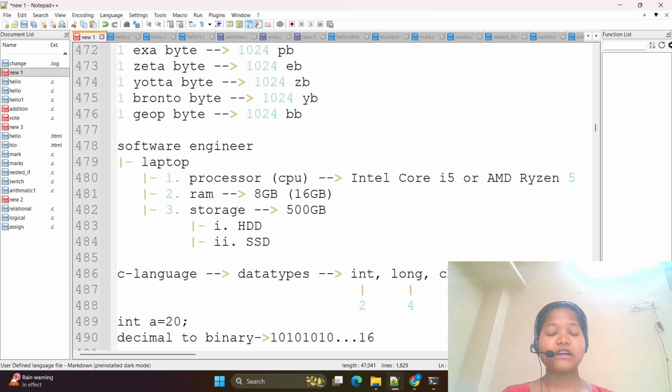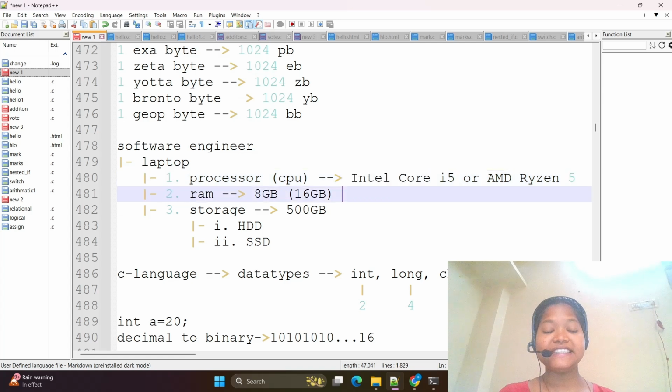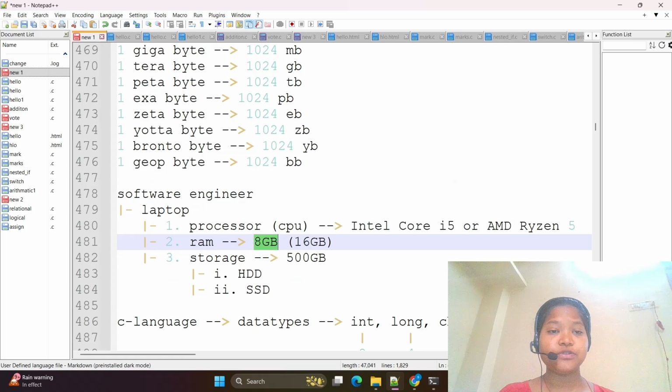Any software engineer must have a laptop, isn't it? In that laptop one processor is there, and we call it the CPU, central processing unit. Intel Core i5 or AMD Ryzen, these are all CPUs or processors. Here the size of RAM is 8 GB. 8 GB means gigabyte, the size of memory, like 1024 megabytes.